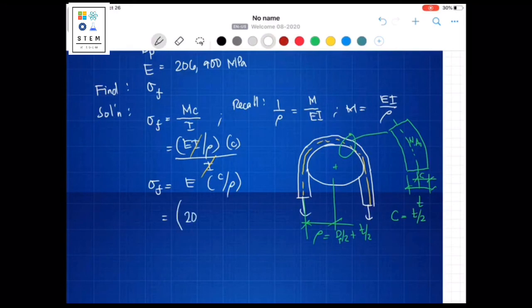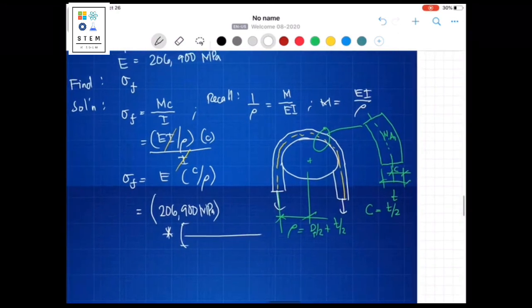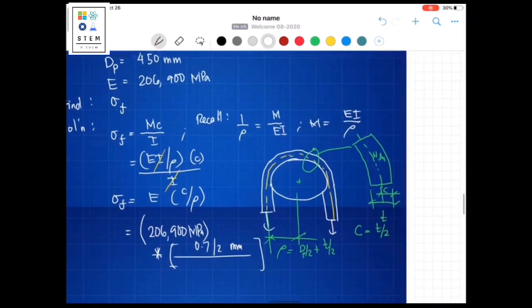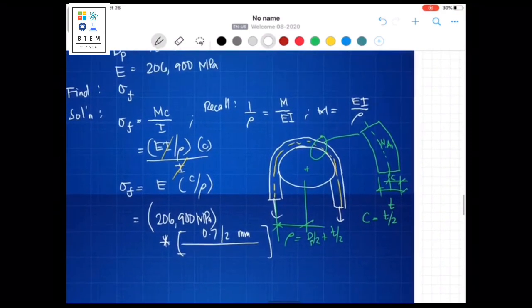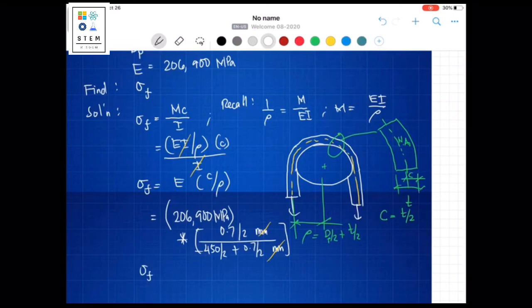Okay, so substitute natin, therefore E is simply, nakita ko na, 206,900 megapascal times, okay, C na T over 2, thickness binigay 0.7 over 2 millimeters divided by radius of curvature, half ng pulley diameter na 450 millimeters. So, 450 millimeters over 2 plus kalahati ng thickness 0.7 over 2 millimeters. So, cancel yung millimeters, matitira megapascal pa rin. So, therefore, the bending or flexural stress is simply equal to 321 megapascal. Okay? So, yan yung accurate.